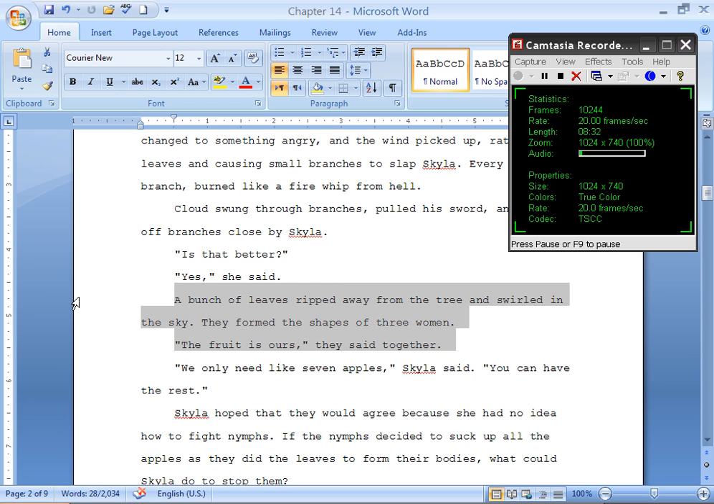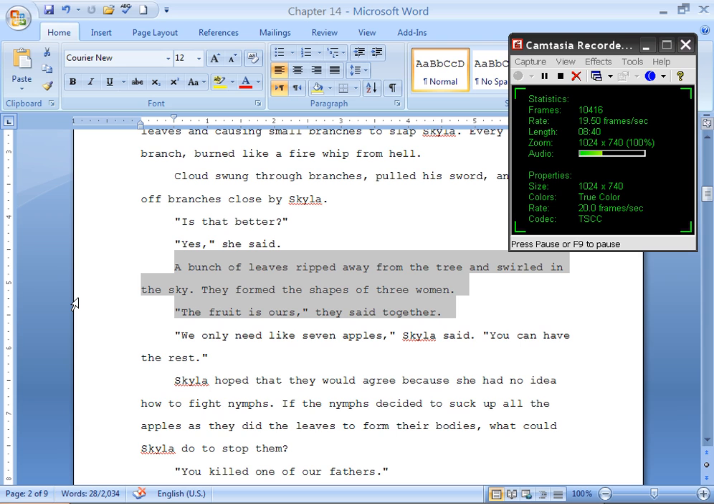Now, Skyla responds: "We only need like 7 apples," Skyla said. "You can have the rest." Now, obviously, I put the speech first because it seemed most logical, rather than saying how she felt. I could have mentioned their voices, and I might do this. See, this is a rough draft, so I haven't gone through all this yet. When you write your rough draft, you just want to get it down. I do try to pay attention to this as much as possible, but I obviously didn't think about this when I was writing, but now I am.